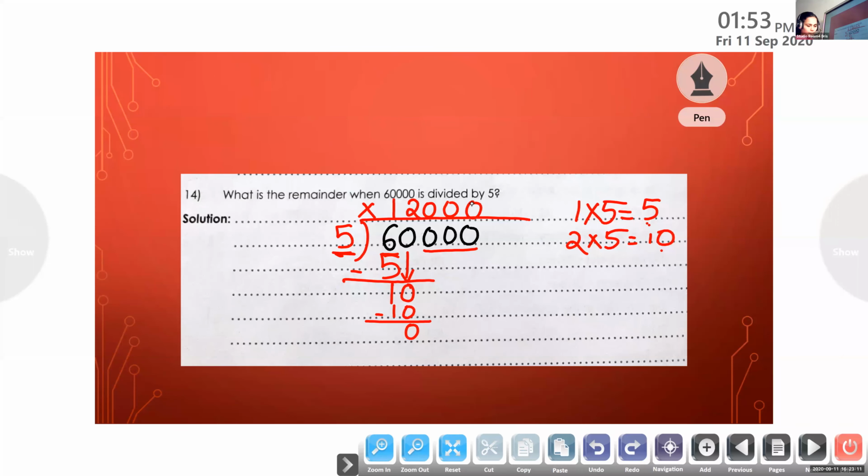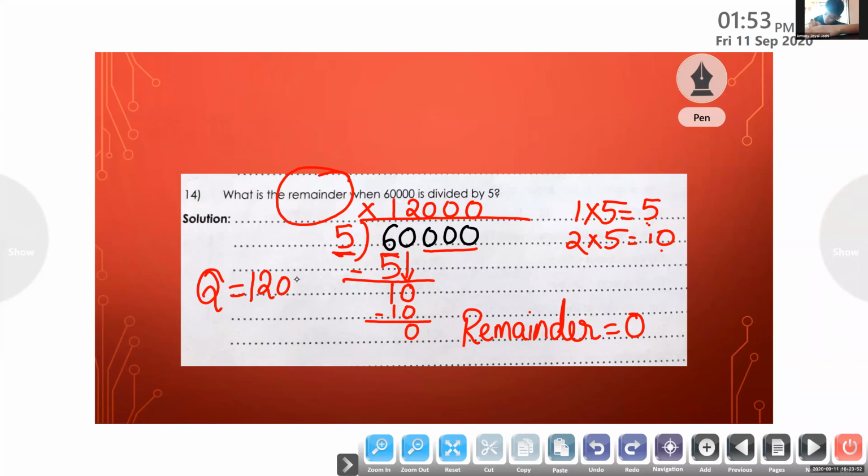So the answer is? 12,000. Is there any remainder here? No, ma'am. So what is the remainder? Zero. So our question is, what is the remainder when 60,000 is divided by 5? Zero. You can write remainder is equal to 0. Okay, children. So what's the quotient? Quotient is equal to 12,000.